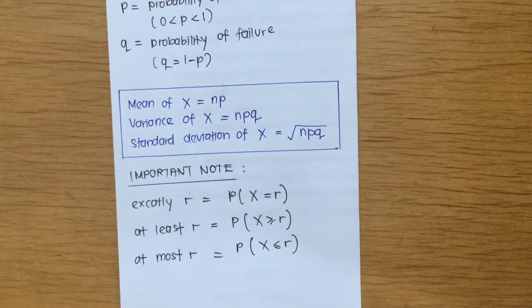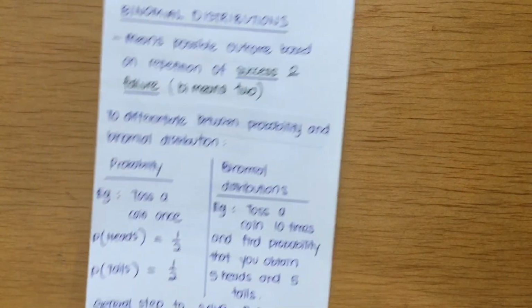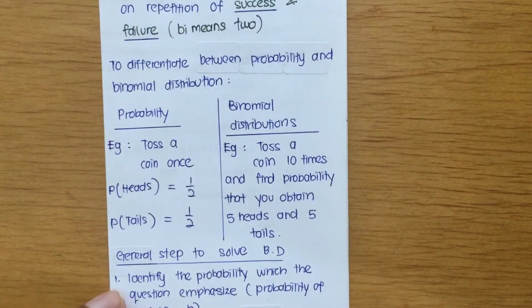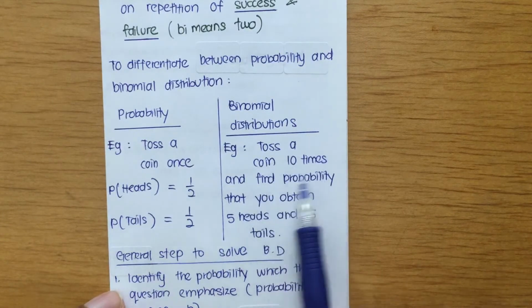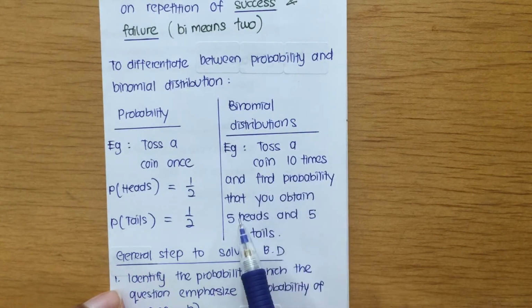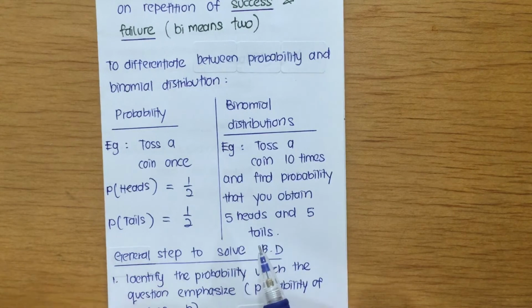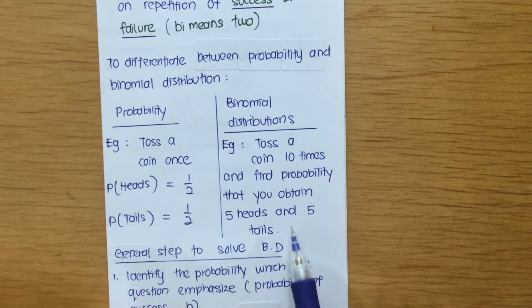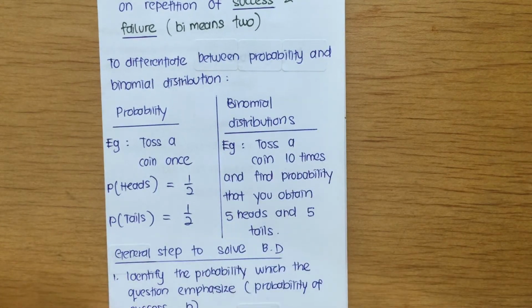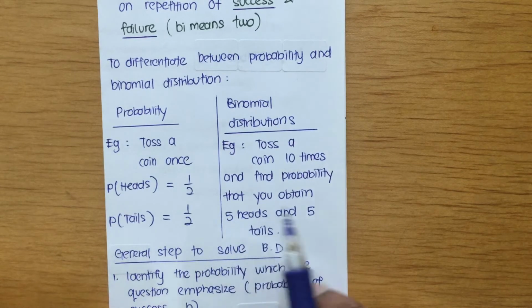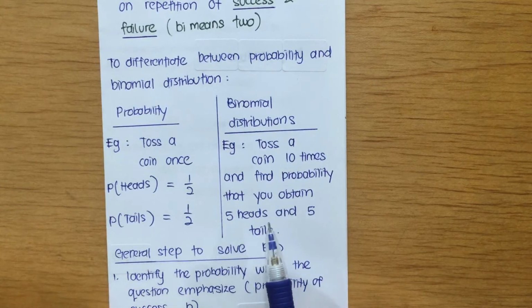Back to our example over here. I'm going to show you one simple example. Toss a coin 10 times and find the probability that you obtain 5 heads and 5 tails. What does this mean, guys? This means that you toss your coin 10 times and you want to get exactly 5 heads. So how much is this probability? I'm going to calculate it now.